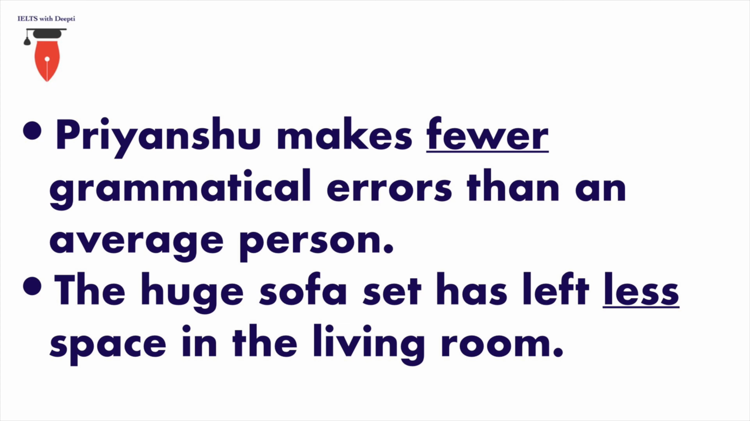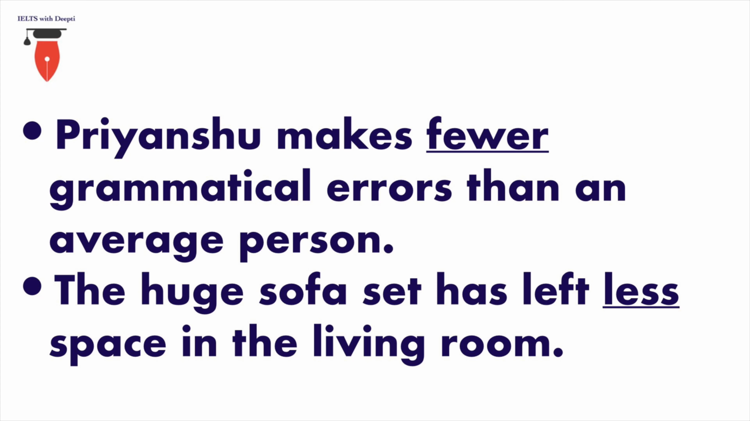So let us reduce the complexity of this task and understand the words in a simple way. Nouns can either be countable or uncountable. So if we are using something that is countable, we will use the word few. Let us look at the first statement. Priyanshu makes fewer grammatical errors than an average person. Grammatical errors can be counted, right? And that is why we are going to use the word fewer here.